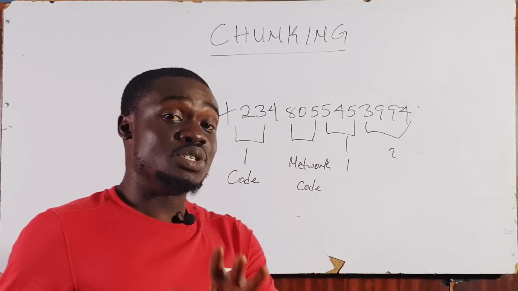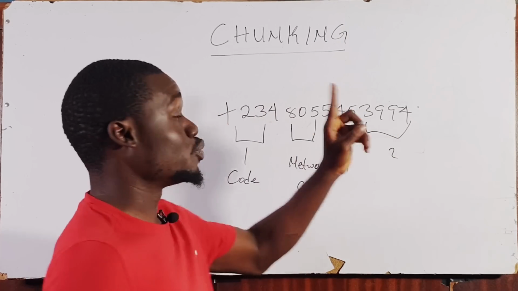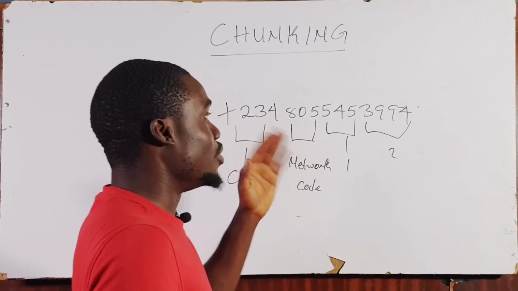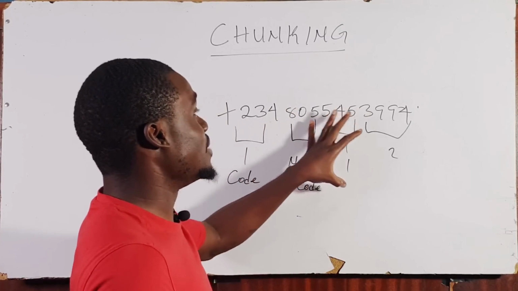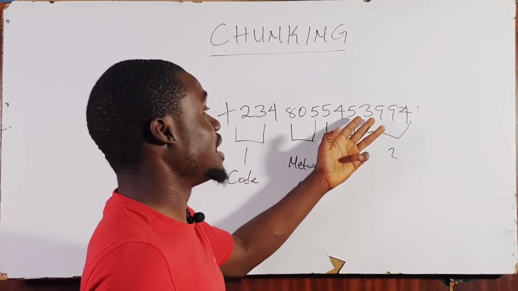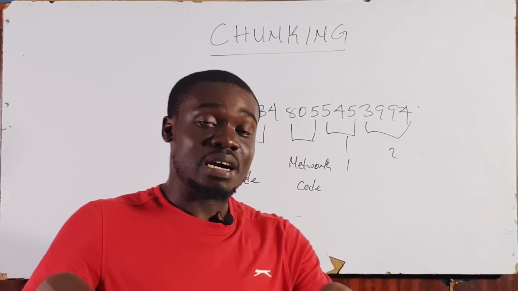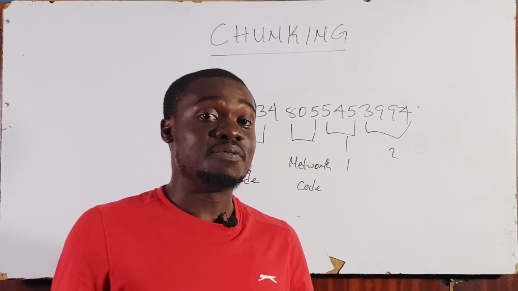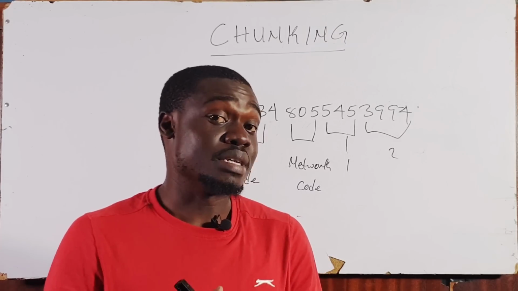So those are the strategies you applied instead of trying to memorize each number at once, 8055. It will be very difficult like that. But then I've applied either this strategy or just joining them into 80 55 45 39 94. So that is chunking: breaking down things into manageable units that will make it easy for you to remember. So how can you apply this to words, concepts, and formulas?